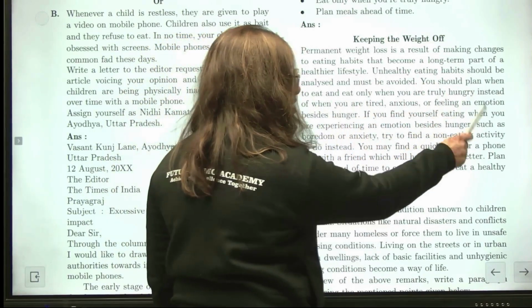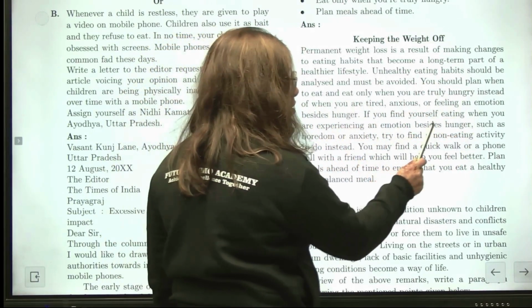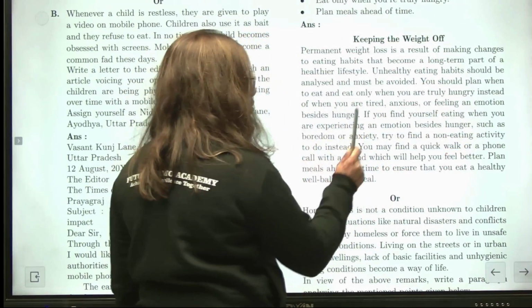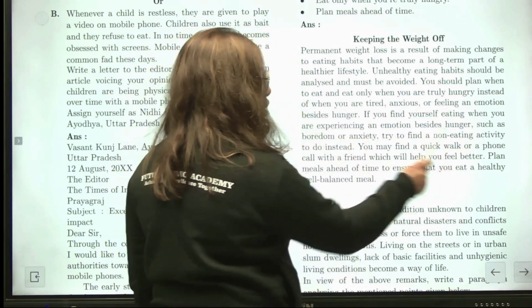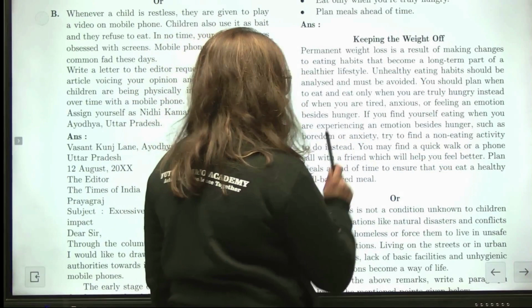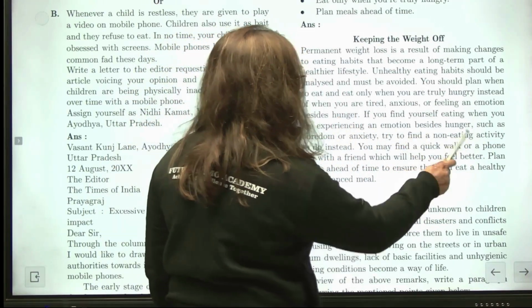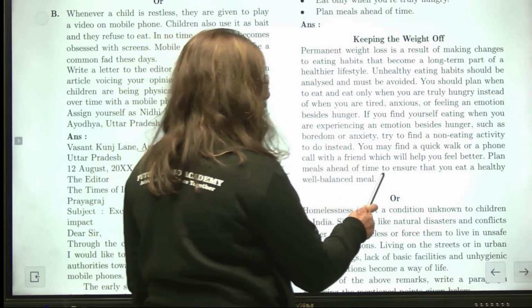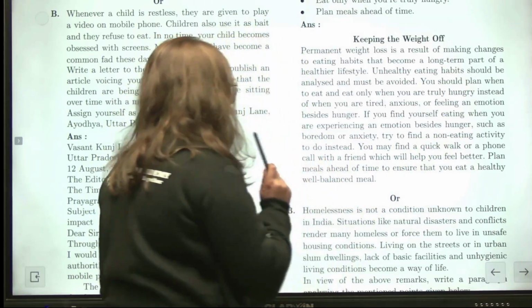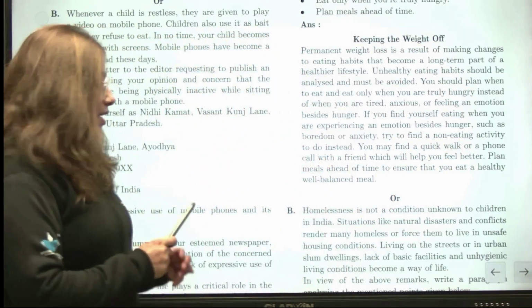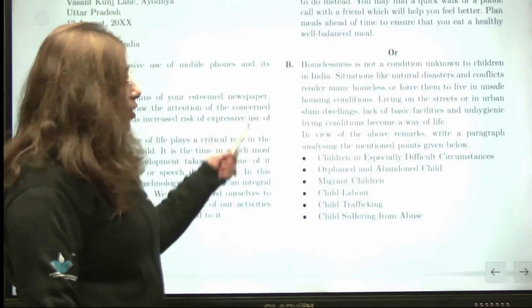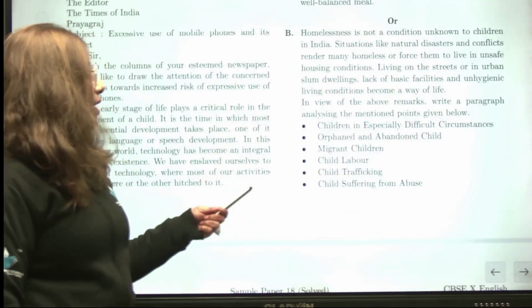If you find yourself eating when you are experiencing an emotion besides hunger, such as boredom or anxiety, try to find a non-eating activity to do instead. You may find a quick walk or a phone call with a friend will help you feel better. Plan meals ahead of time to ensure that you eat healthy or well-balanced meals. Clear? Now we are on the OR part, and let's see the OR part.